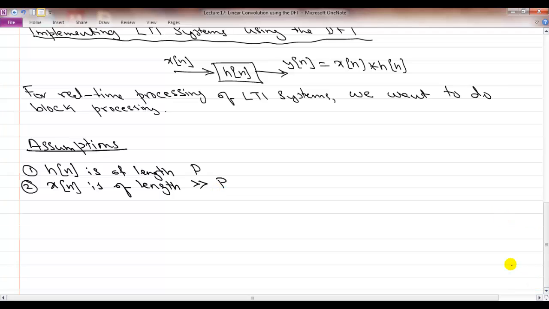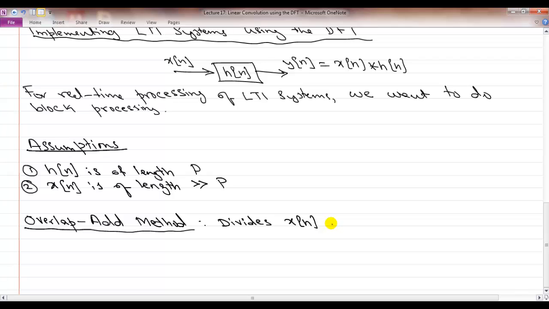So the first method, which is called overlap and add, effectively takes your signal and divides it into non-overlapping chunks. It divides x[n] into blocks of length L each, where each block is non-overlapping.